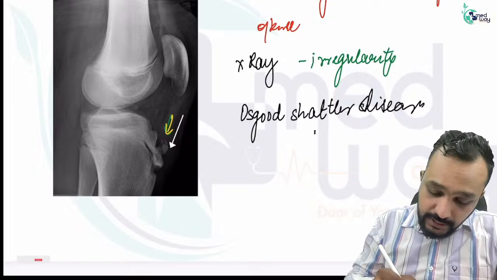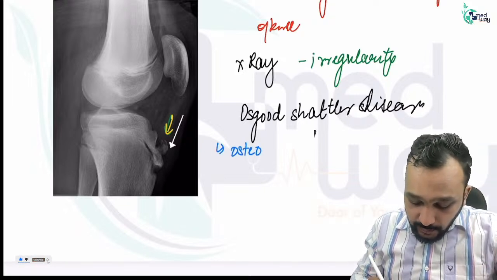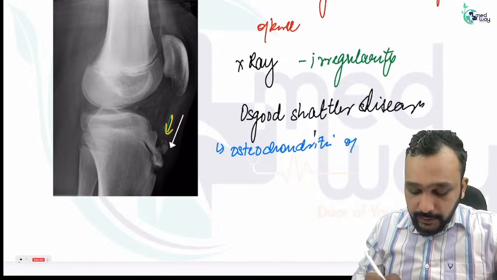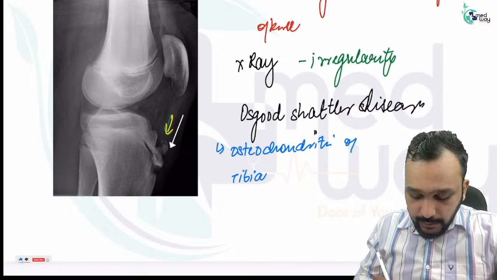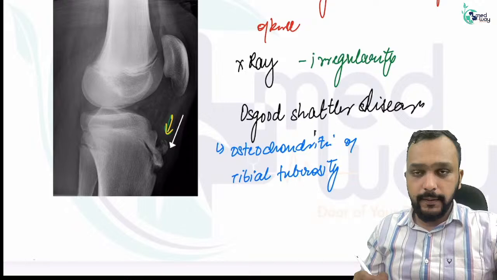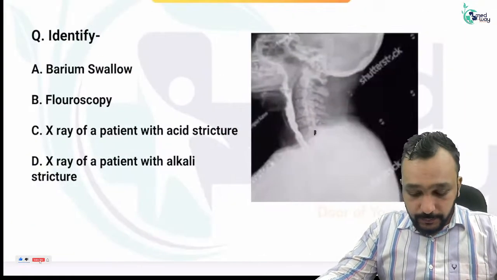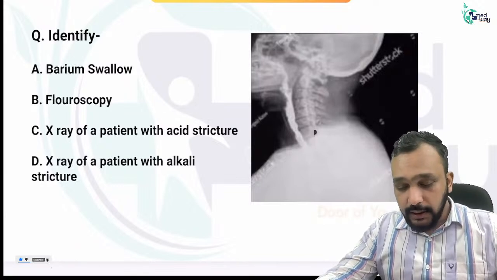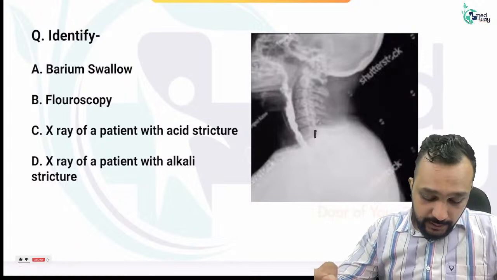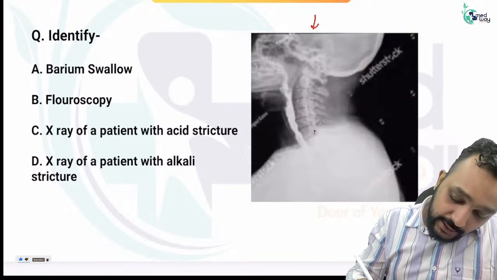And what is Osgood-Schindler disease? It is nothing but your osteochondritis of tibial tuberosity. Right? Now an image was shown to you. Okay, you were asked to identify the investigation, right? So this was a lateral view.